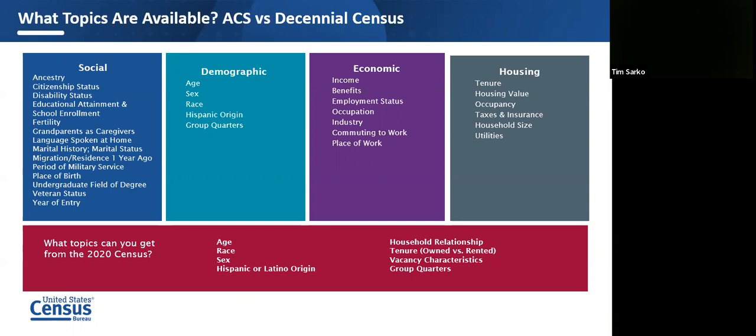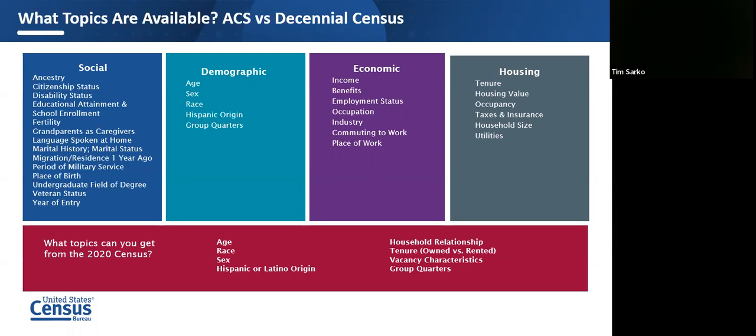And if you look at demographic, we have age, sex, race, Hispanic origin, and group quarters. And then we have any number of economic topics as well. If you wanted to know what industries and occupations do people work in your county, your city? How do people get to work and how long does it take them to get to work? And then we have housing topics as well. How old are the homes? Who owns or rents their homes?